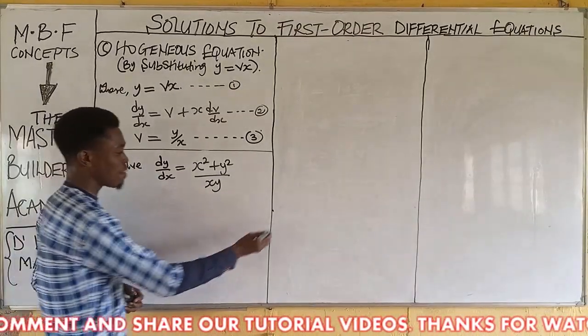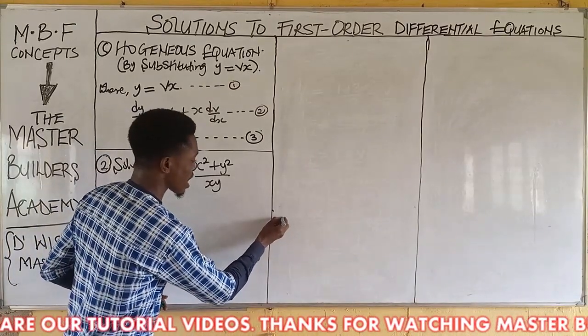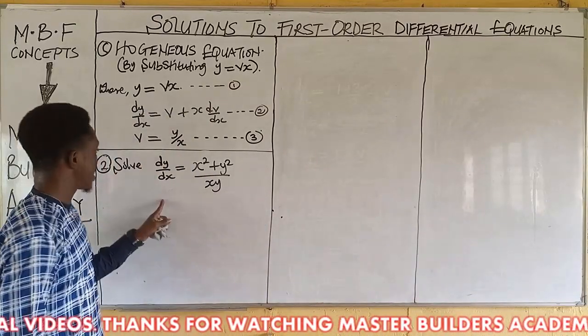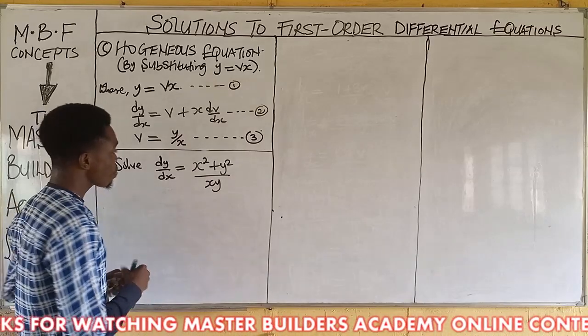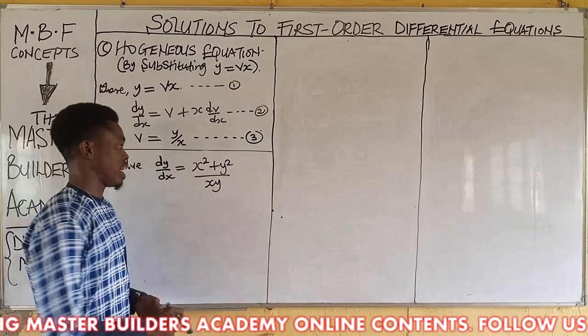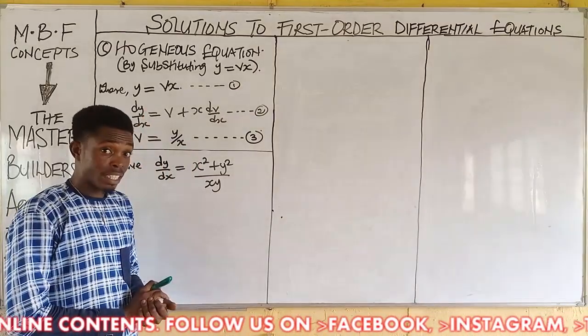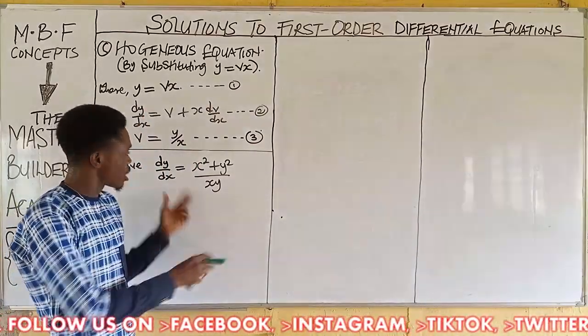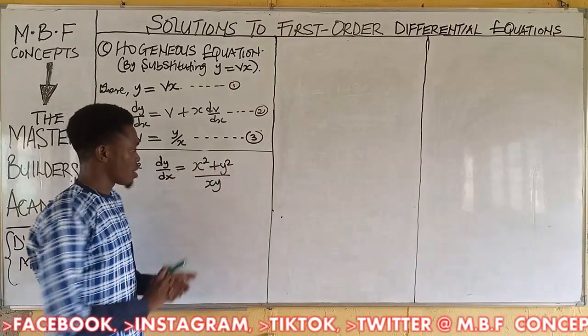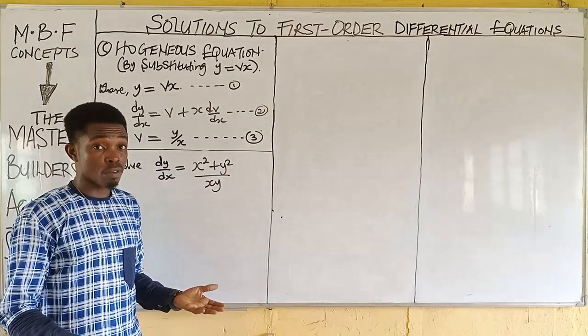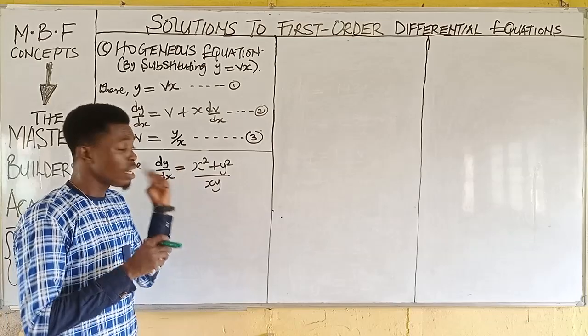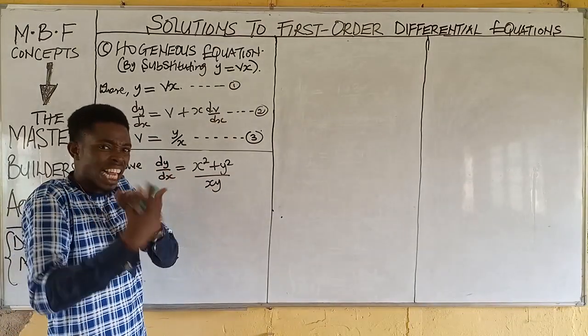Okay, now very quickly we have question number 2 on the board. We are asked to solve dy over dx is equal to x squared plus y squared all over xy. So don't forget, the relationship between x and y at the numerator is addition. Now guys, look at this critically. Is it possible to factorize the numerator, separate x from y? It is impossible to do this. There's no way we can factorize the numerator in such a way that we will separate x from y.